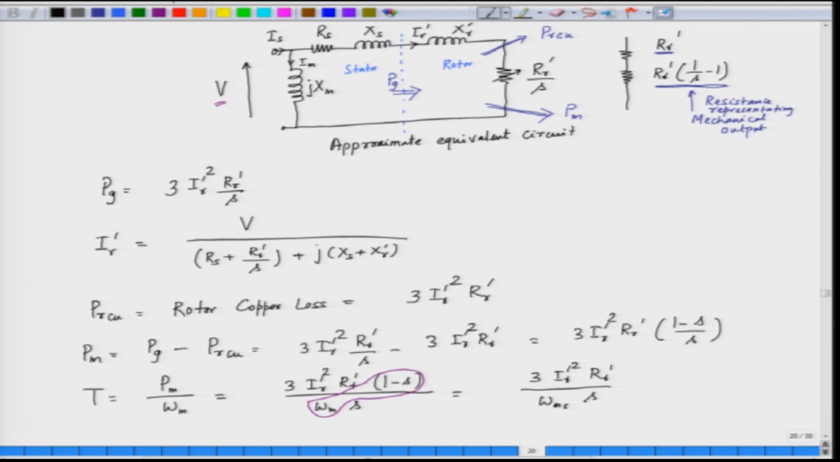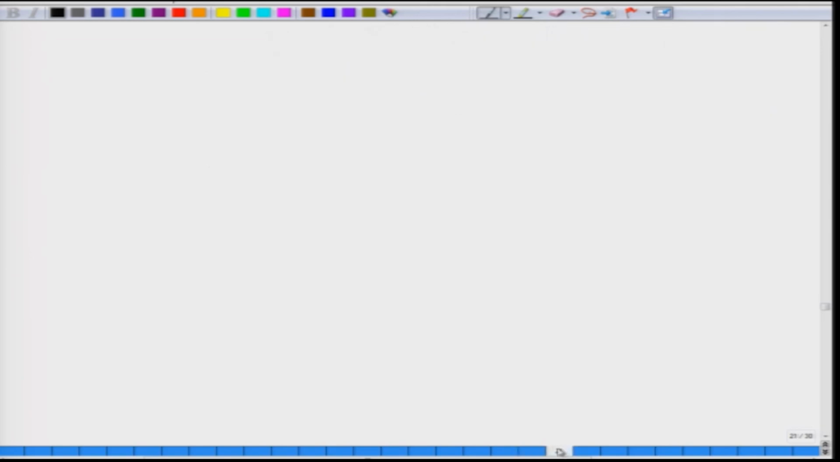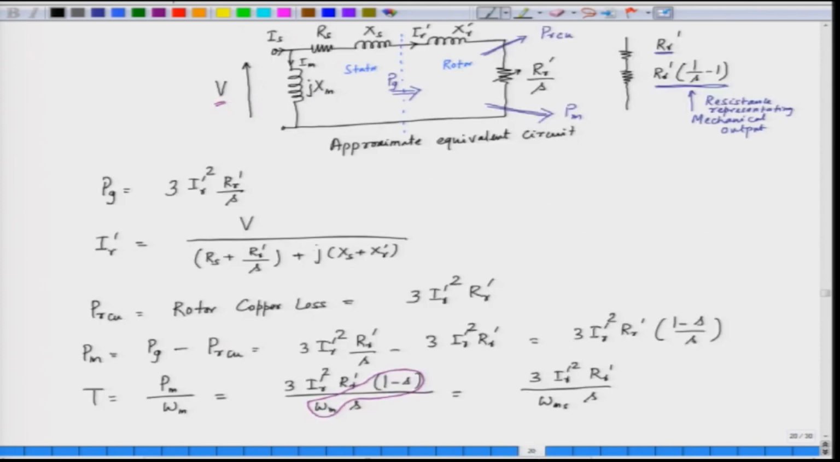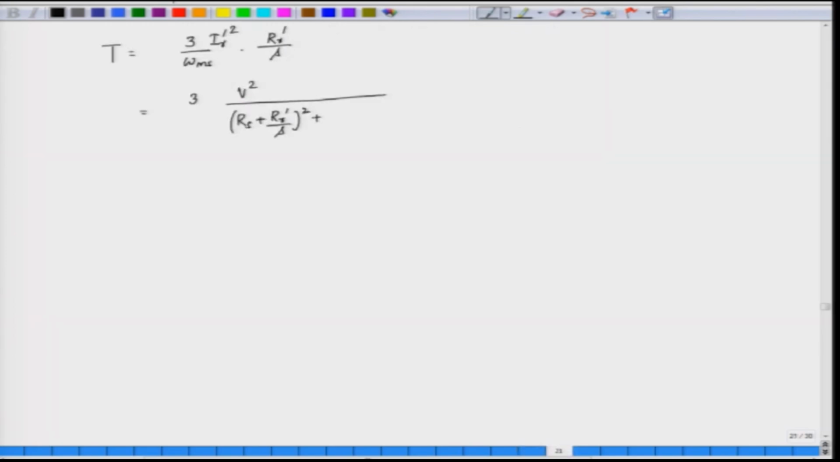Now, let us see how we can write the expression for the torque. So, T is the torque output, which is given as 3 I_r squared by omega_ms into R_r' by s. What is I_r squared? We have the value of I_r here. This is in the phasor quantity. We want the absolute value of this. So, we have to divide by impedance here, and this is what we are trying to do.